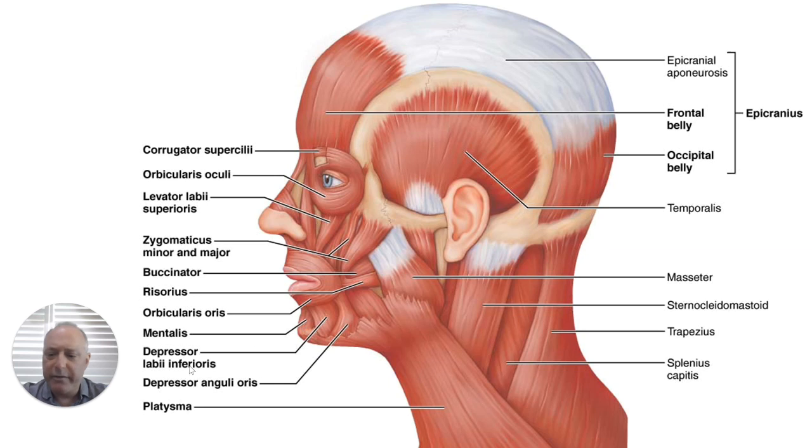The depressor labii inferioris will pull the lip down. Depressor anguli oris will pull the angle of the lip down, like frowning. Platysma is this flat sheet of muscle through the neck. And a little deeper to platysma, we have the sternocleidomastoid. And then in through the neck is the trapezius, which we'll get to.